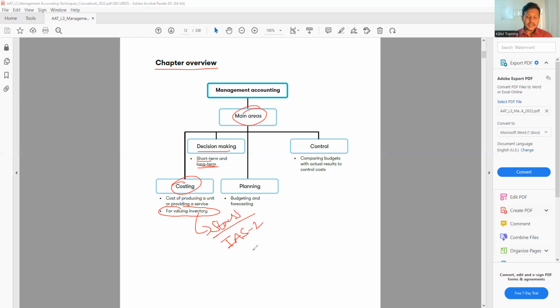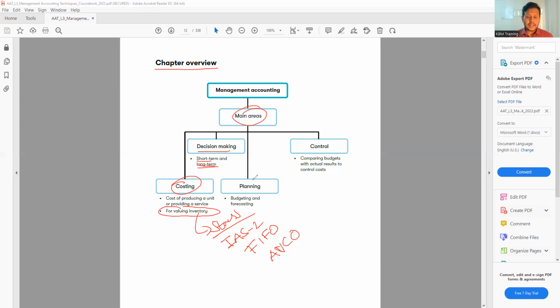So we're going to look at FIFO, that is first in, first out, and we're going to see AVCO, which represents average. So you're going to see these two methods. There is another method we used to use called LIFO, last in, first out, but nowadays we don't use it anymore. Some countries ban LIFO. They said you cannot use LIFO anymore.